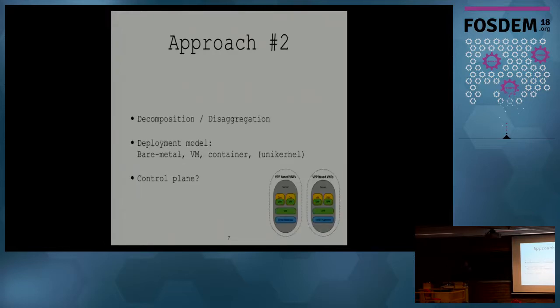But what I'm trying to look at here is really just take that microservice, that microfunction, just a few bits of packet mangling, and move that on its own. So that's this idea of decomposition and disaggregation. And you can do that with VPP. You can put it on bare metal, or in a VM, or in containers, or in unikernels if you like.